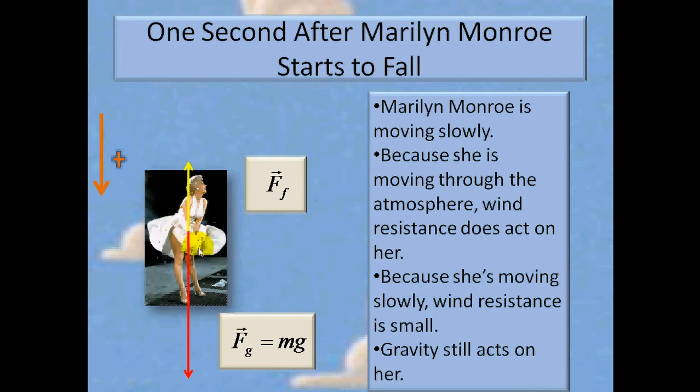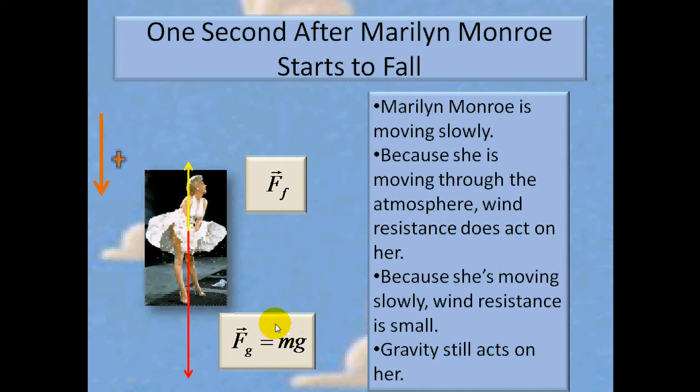Notice the wind resistance is relatively small compared to the force due to gravity. I want you to also notice that the wind resistance is pointed upward. We know that friction is always pointed in the direction to oppose motion. It always tries to oppose motion. So since Marilyn Monroe is moving downward, wind resistance is pointing upward. I want you to notice she still has the same size force due to gravity acting on her. That hasn't changed, and it won't change as long as she's at or near the Earth's surface. The force due to gravity will always be mg acting on her.